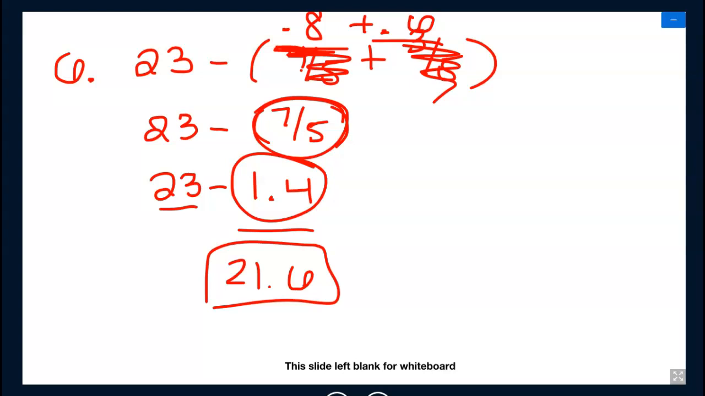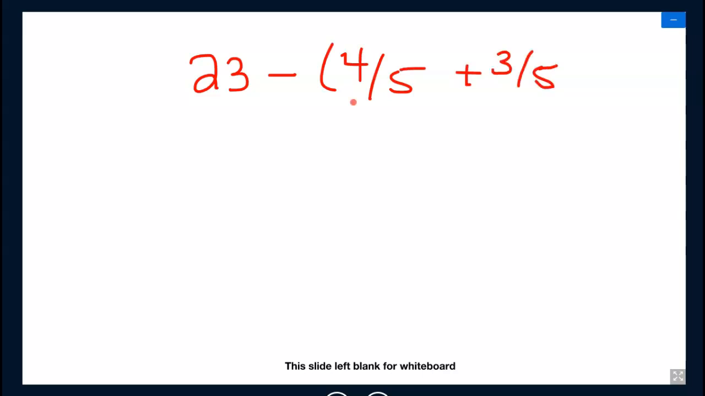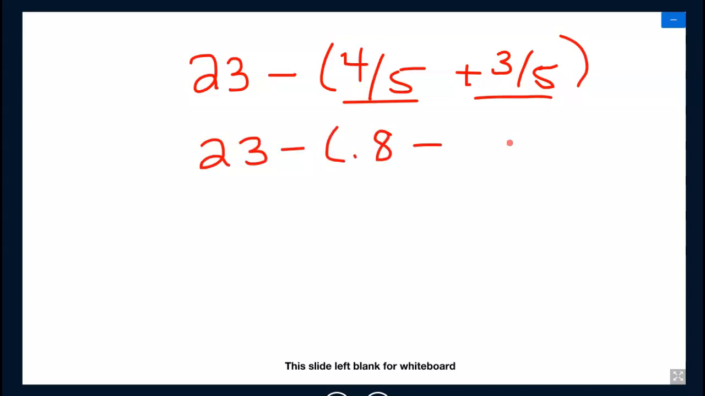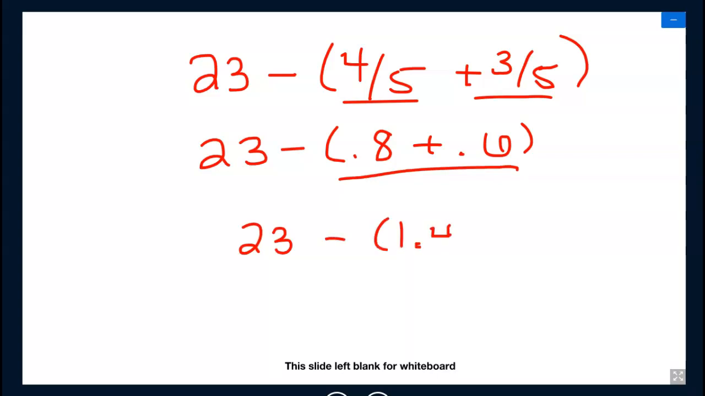Does that help a lot? Do you want to see it again? Do you need to see the work for that again? 23 minus 4/5 plus 3/5. Change your division. Now do your parentheses. Then subtract. Remember, guys, if you miss these, you should copy down that correct work.